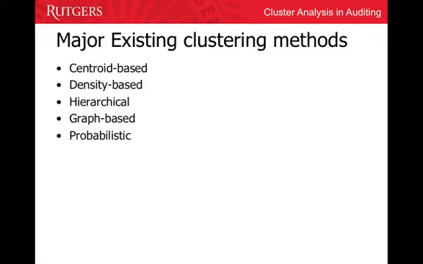Okay, after choosing the similarity measure, we need to choose a certain type of clustering method to do the clustering. There are several different kinds of existing clustering methods, including centroid-based, density-based, hierarchical, graph-based, and probabilistic clustering methods. Then I'm going to show you each type of clustering method one by one.